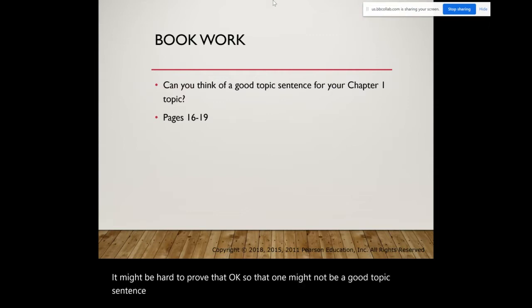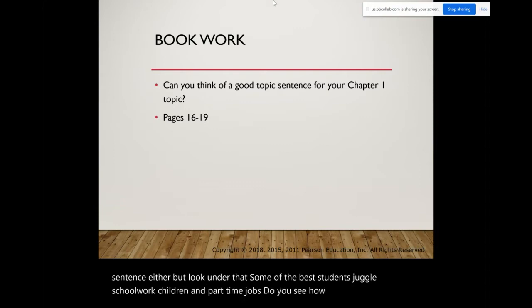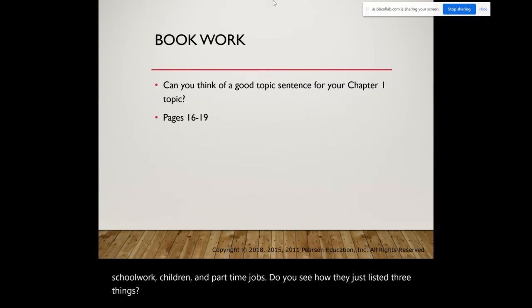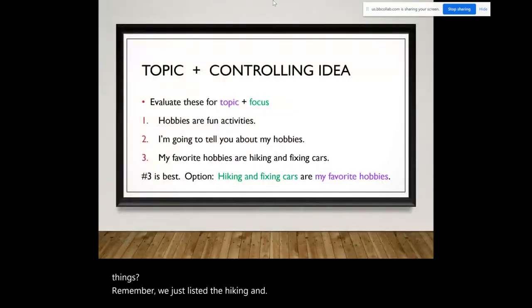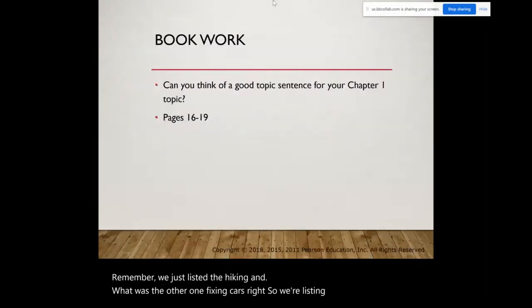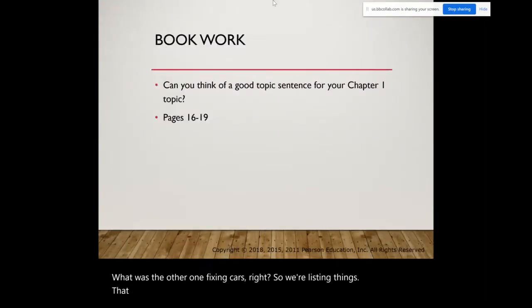But look under that. "Some of the best students juggle schoolwork, children, and part-time jobs." Do you see how they just listed 3 things? Yes. Remember, we just listed fixing cars, right? So we're listing things. That would be a good way to focus on the topic. Okay, that's an example there.